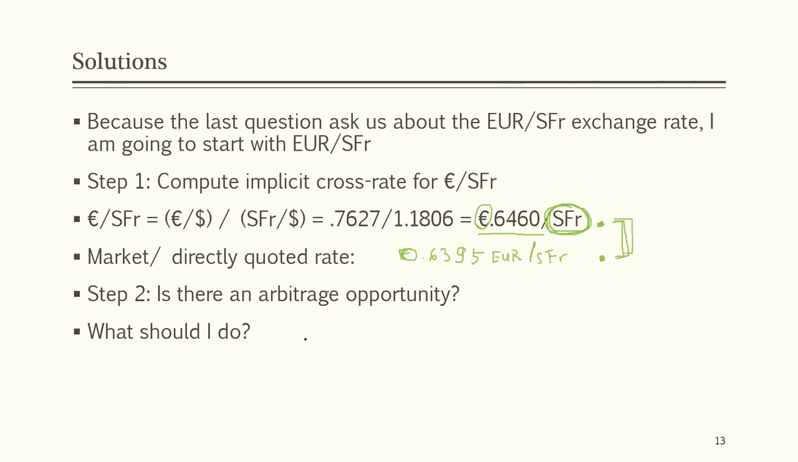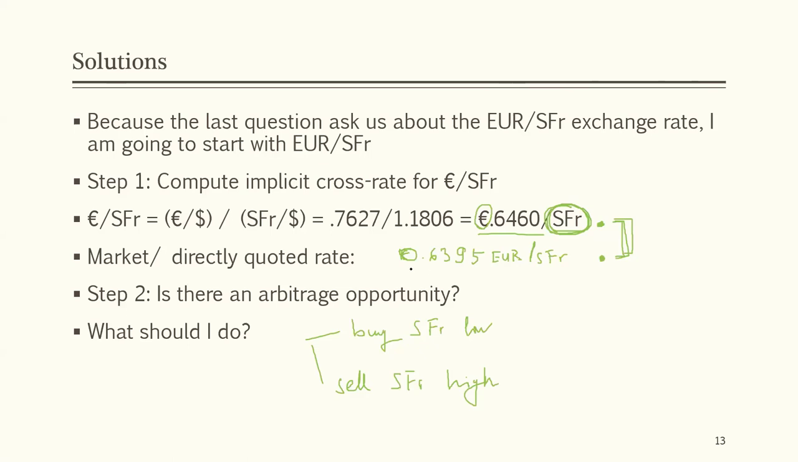And what do I do? In an arbitrage strategy, we want to buy low and we want to sell high. If I want to buy low, which rate am I looking at? Am I going to buy at 0.6460? I'm going to buy at 0.6395. Yep, I've got an answer here. One second. 0.6395, right? Spot on.